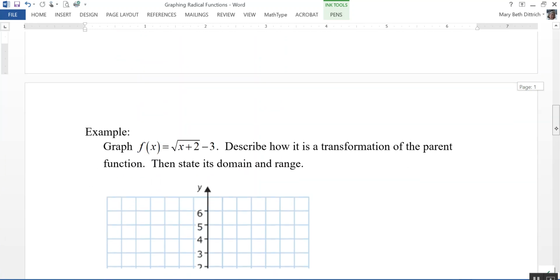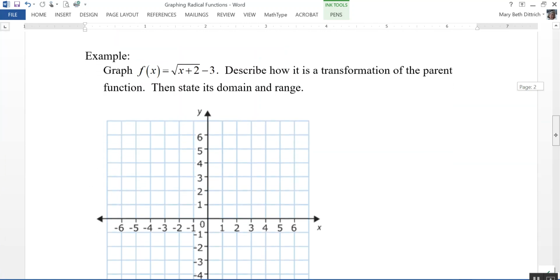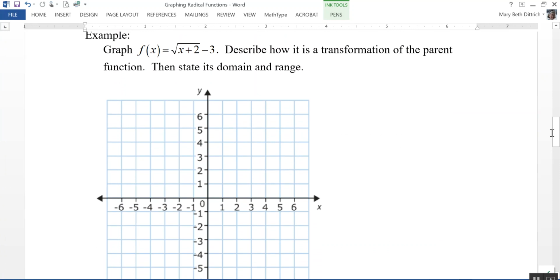Let's take a look at an example here. So here we need to graph f of x equals the square root of x plus 2, minus 3. Then we need to describe how it's a transformation of the parent function and state its domain and range.